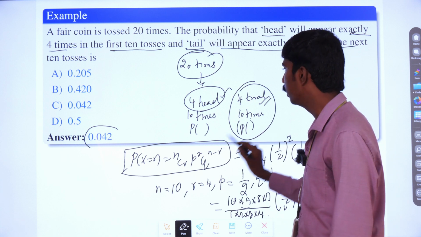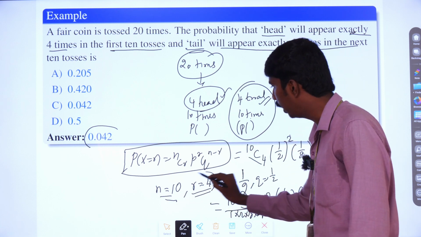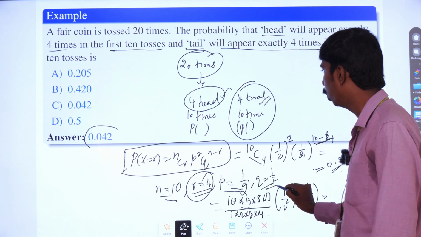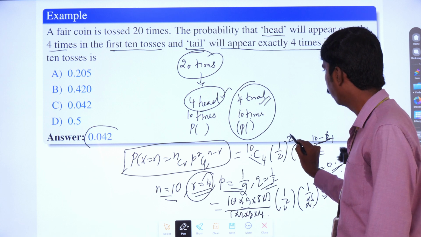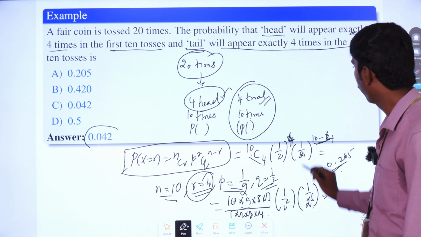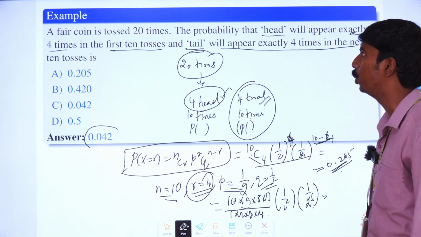Okay. So the next one, number of trials we need to find out. Similarly the same case of n equal to 10, and you need to get a probability of trial, that is r equal to 4 and p equal to 1 by 2 and q equal to 1 by 2. The same method you can proceed. Actually here the value of r is nothing but 4. Then when you substitute the same procedure, you will find again 0.205.